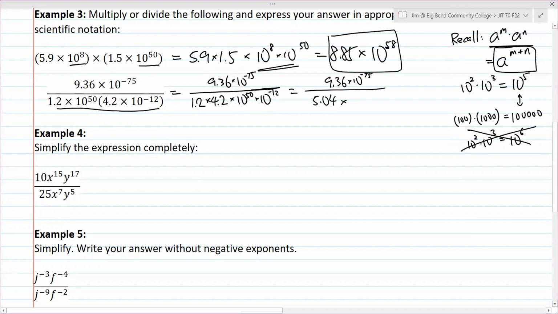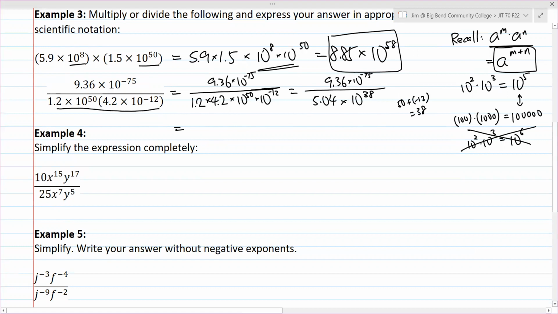And then if we think about the rule, then we will have 10 to the 50 plus the negative 12, which gives you 38. Stuck? I'll show you. 50 plus negative 12. These two numbers are additive, and that's how you get 38. All right.